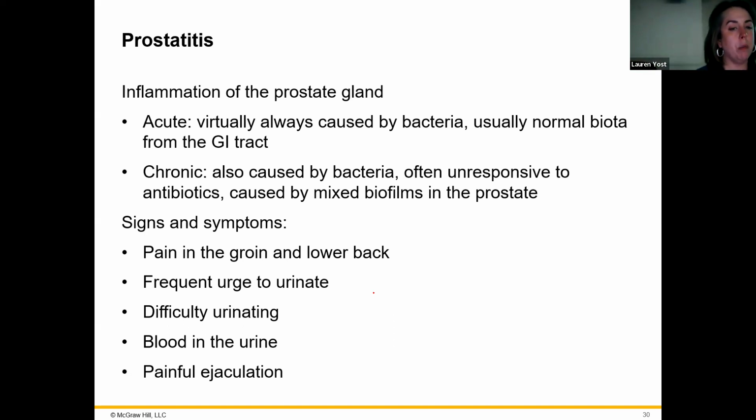Pain in the groin, pain in the lower back, frequent urge to urinate, but very difficult, extreme even, difficulty urinating, blood in the urine, and painful ejaculation.